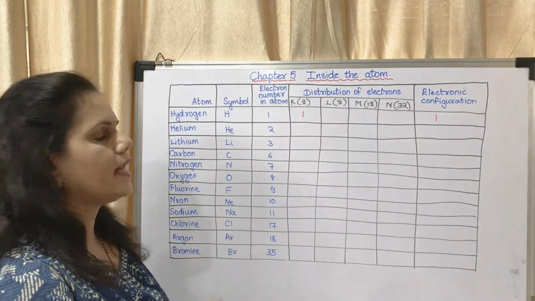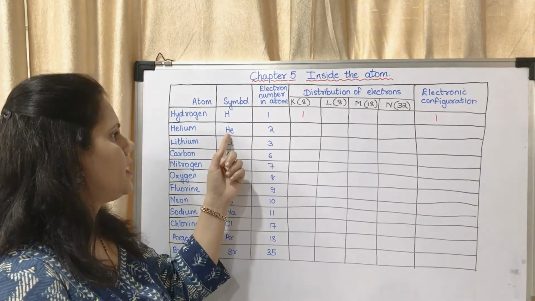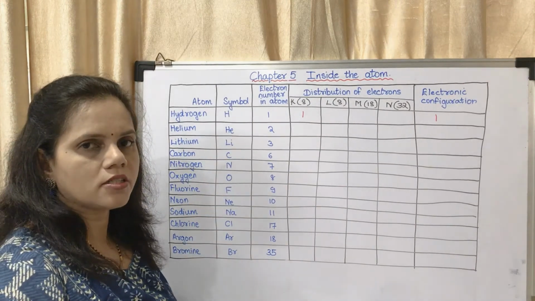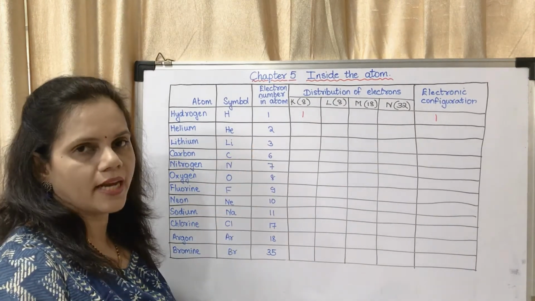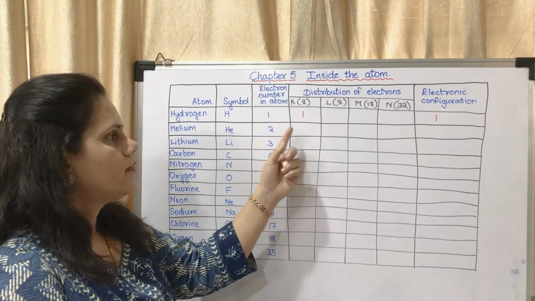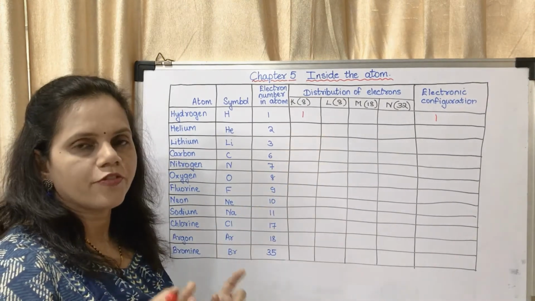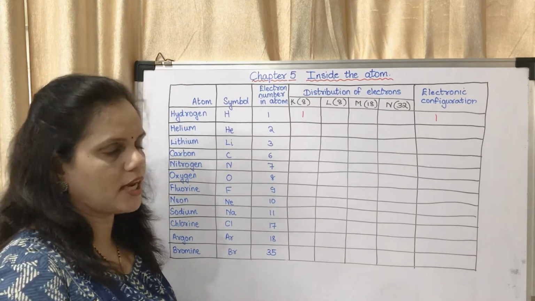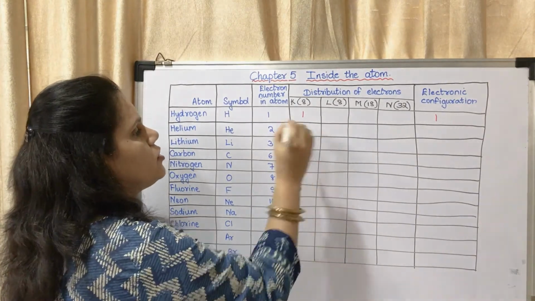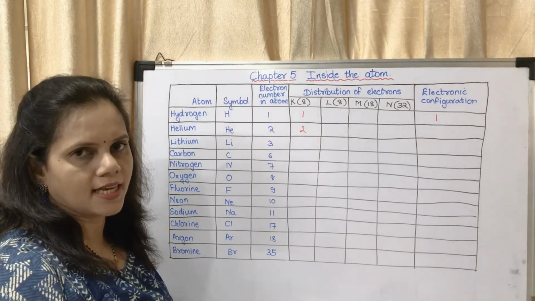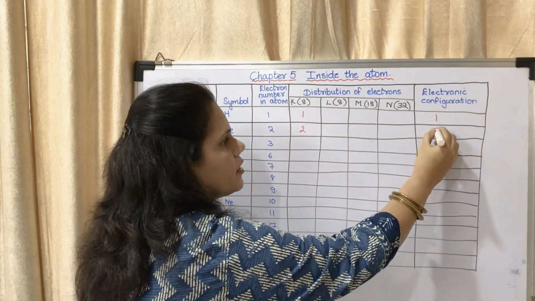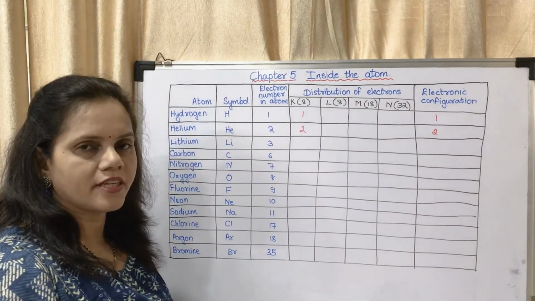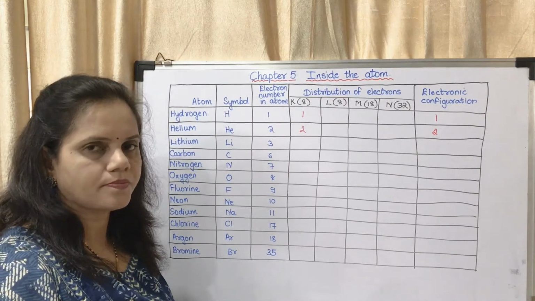Now the next is helium. Helium, its symbol is He. How many electrons is it having? It is having 2 electrons. So will it be 1, 1? No. First the K shell will get filled completely, then the next shell. So both the electrons will go and sit in the K shell. So what will be its electronic configuration? Its electronic configuration will be 2.